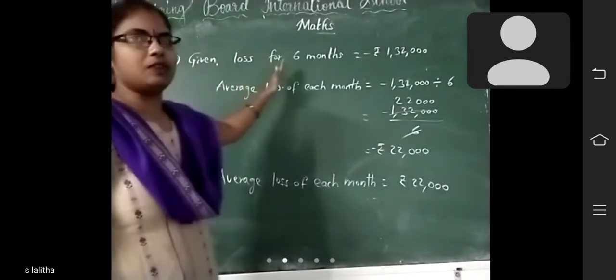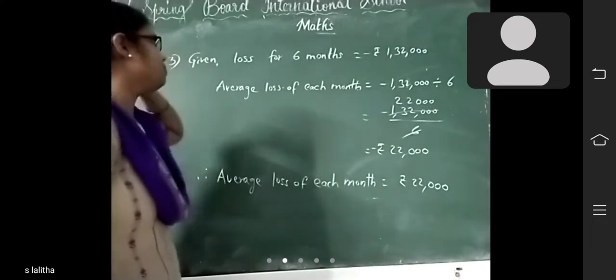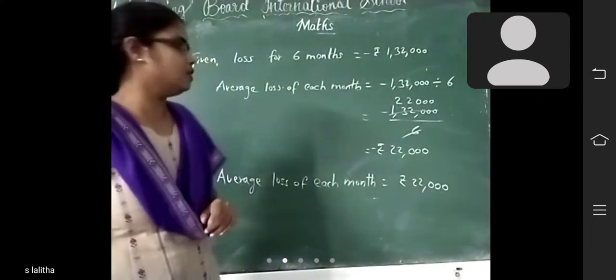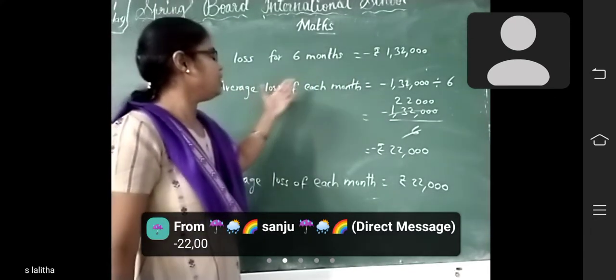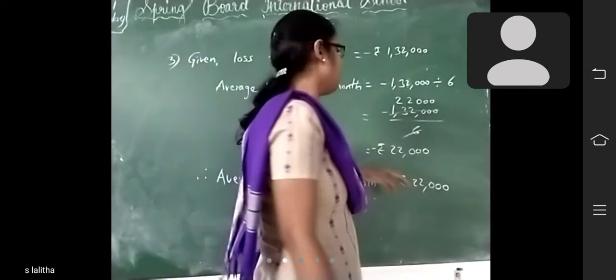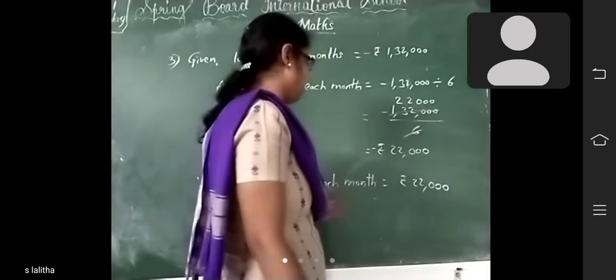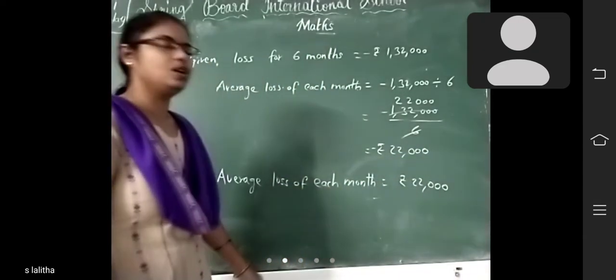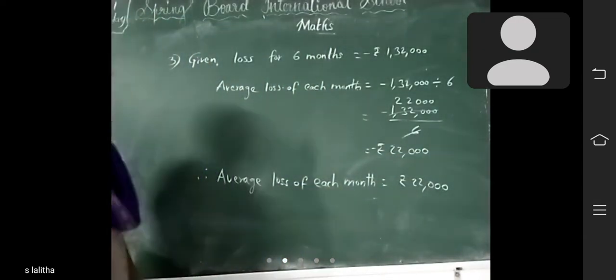Loss for 6 months. So lockdown, the company was lost for 6 months. How much? 1,32,000 rupees. So loss of each month, how much average you should find? That means you should divide with 6. Okay. 22,000 rupees. So average loss of each month, how much? 22,000 rupees. Okay.